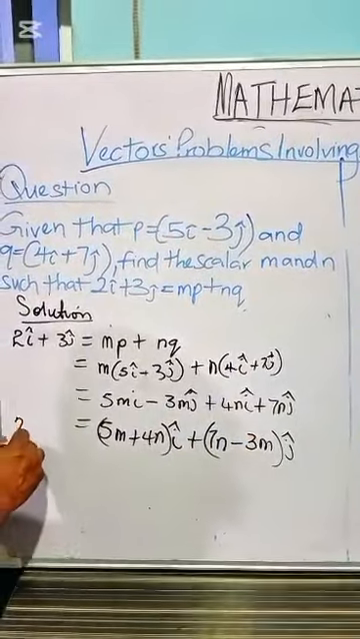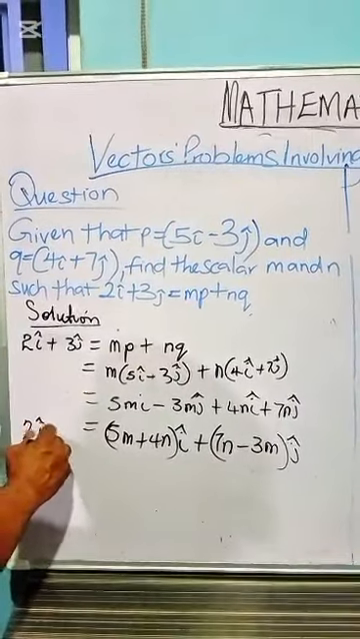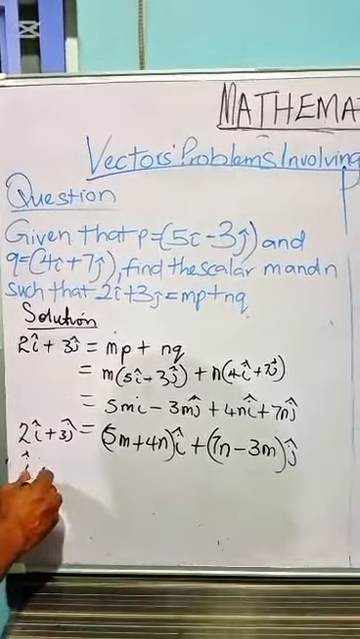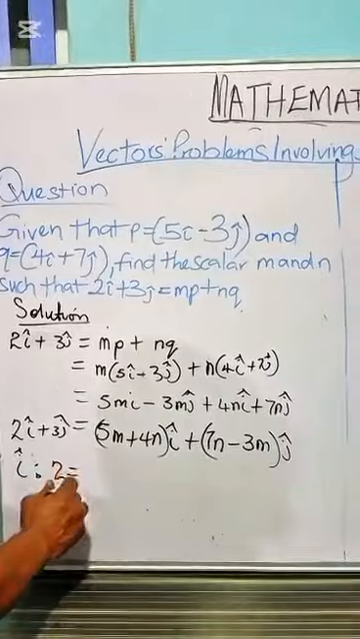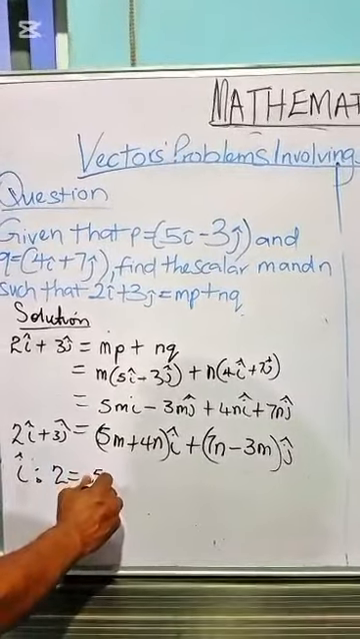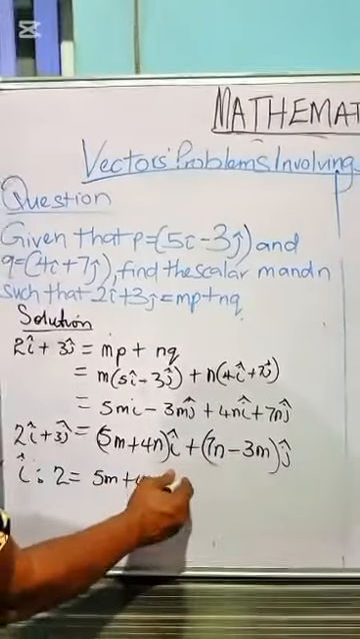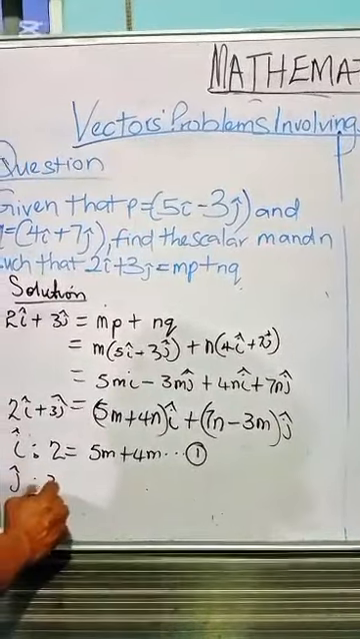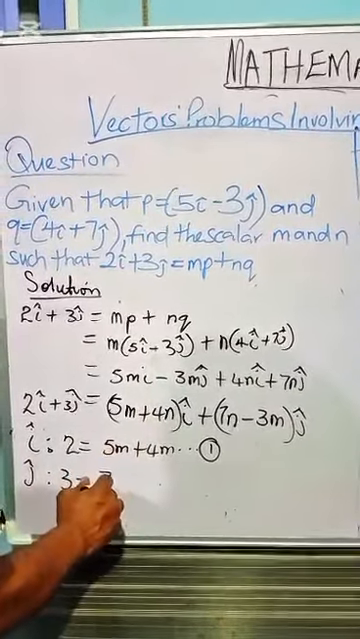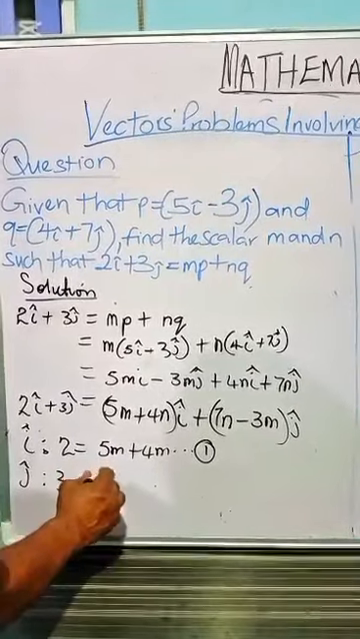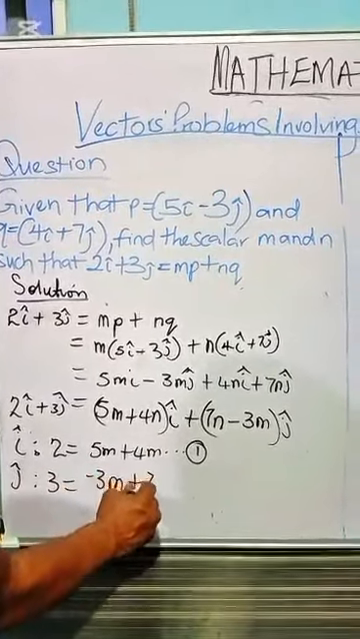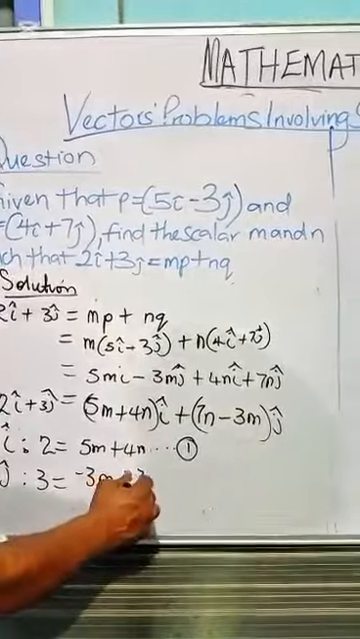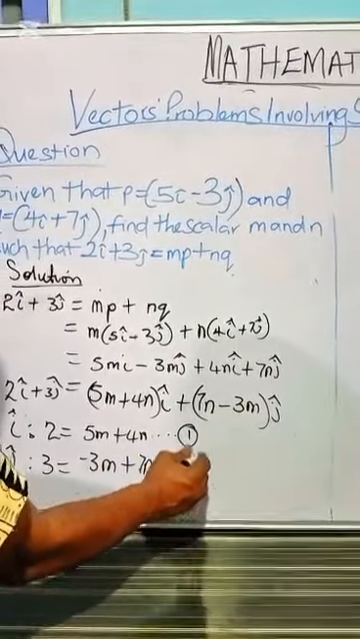So if we now collect all the i's together and all the j's together, let's begin with i. The i column, we have 2 as the constant, is equal to 5m plus 4n. Let's call that equation 1. Then let's go to j. We have 3 as a constant, is equal to negative 3m plus 7n. Then that is equation 2.